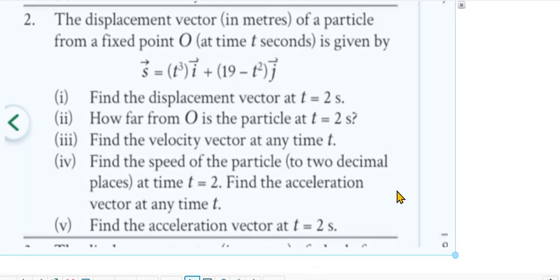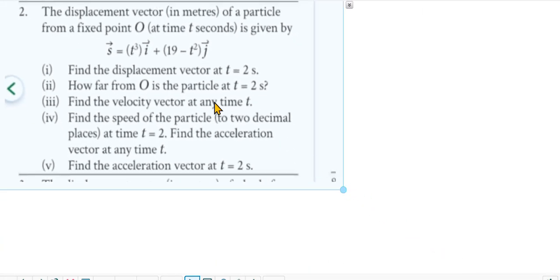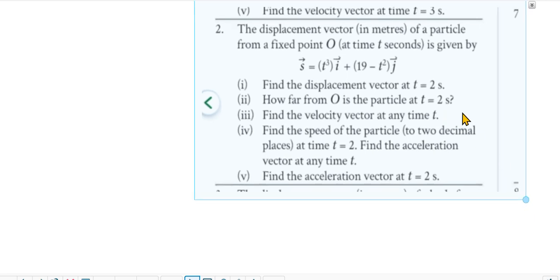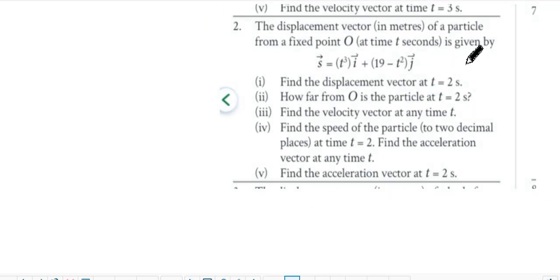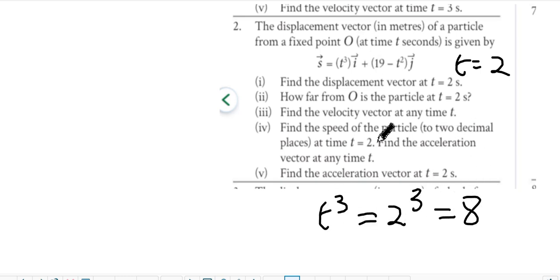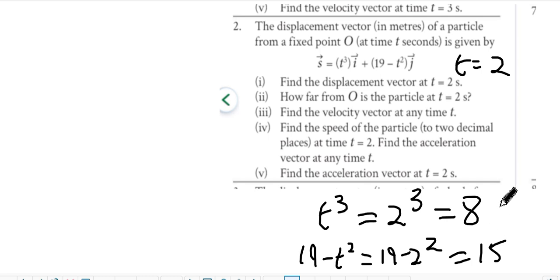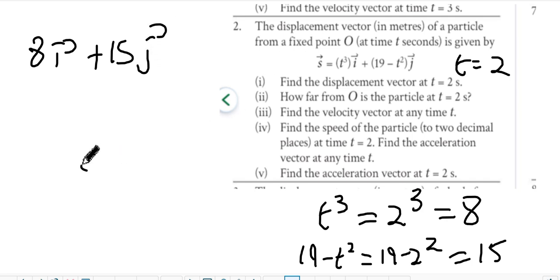So this is obviously a displacement vector, okay? For example, if we put in a t value of 2, what happens? t cubed would be 2 cubed, which is 8. And then 19 minus t squared would be 19 minus 2 squared, which is 15. So that means at that point in time, you're 8i and 15j away from your point 0. If your point 0 is here, you're 8 across and 15 up. So you're up here somewhere at the point 8, 15.